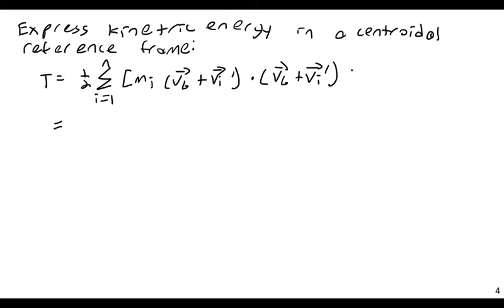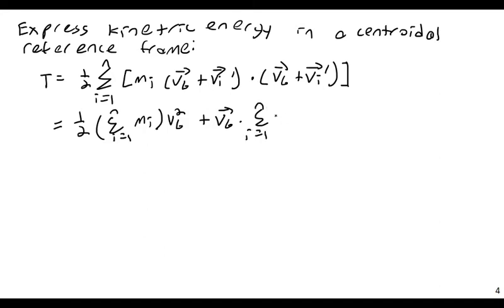Yes, thank you. There should be a bracket on the end. Okay, so this is then equal to 1/2 times, if I start separating out some quantities, the summation from i equals 1 to n of mi times Vg squared, plus Vg dotted into the summation from i equals 1 to n of mi Vi vector prime.